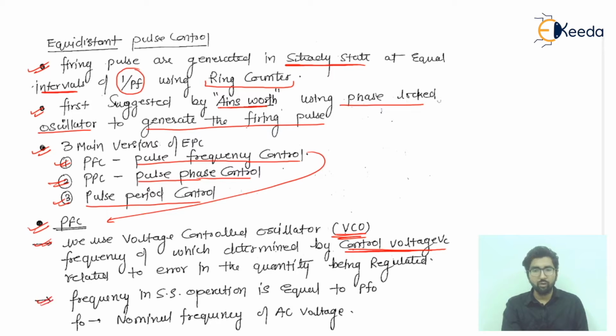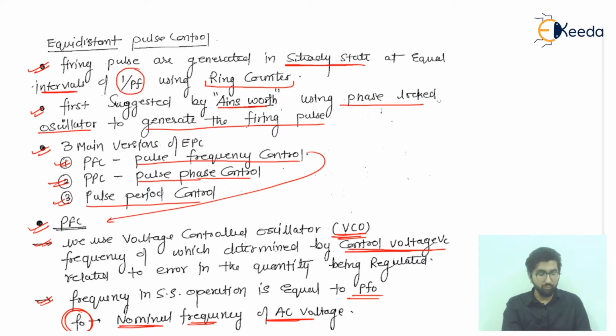Now the second point: the frequency in the steady state operation is equal to PF naught. In the PFC scheme, the frequency of operation is PF naught, where F naught is the nominal frequency of the AC voltage, or you can say the supply frequency.